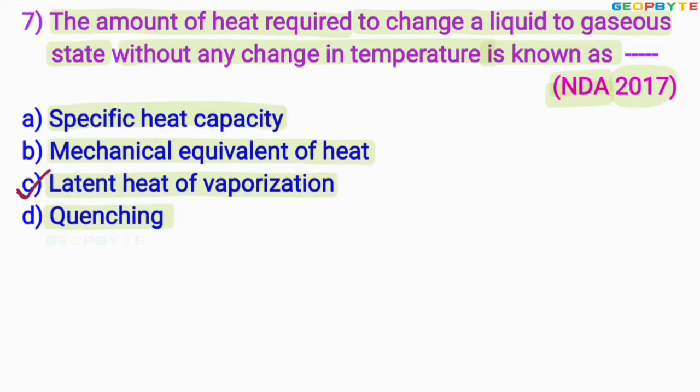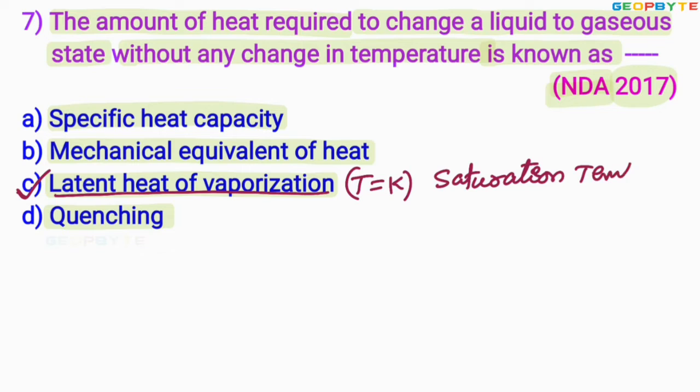Anyhow, to change the phase from liquid to vapor, the kind of heat transfer is latent heat of vaporization. During the latent heat of vaporization, temperature remains constant. That temperature is called saturation temperature. I hope you clearly got my point. Let us move to the next one.